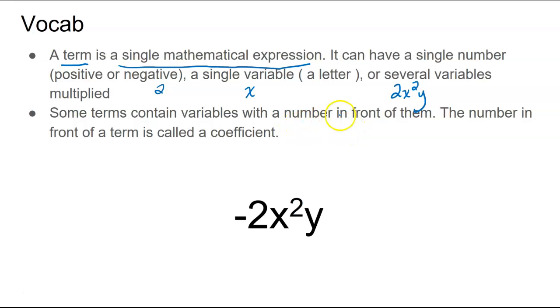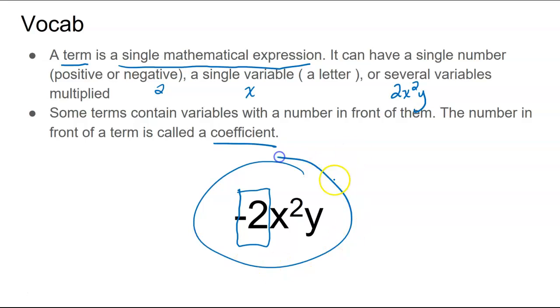Some terms contain variables with a number in front of them. The number in front of a term is called the coefficient. So -2 here is your coefficient, but the whole thing together is a term. Term, coefficient.